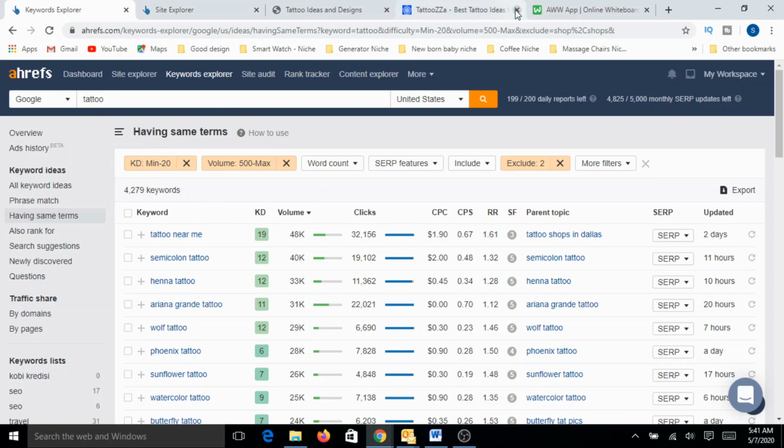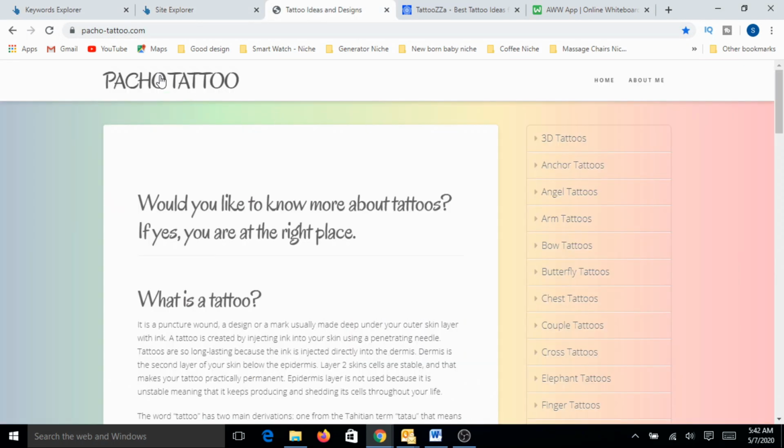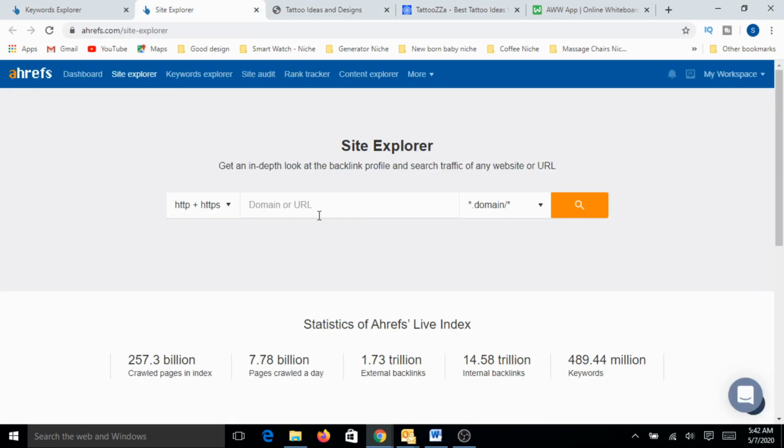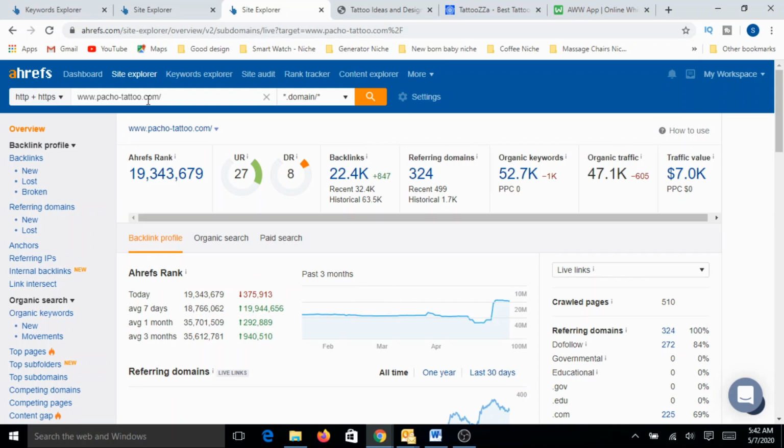Okay, so now let's look at the fourth validation. I found two reference sites, but let's take the first one, pachotattoo.com. Let's look at the data points related to this. You can see the data here for this particular website.